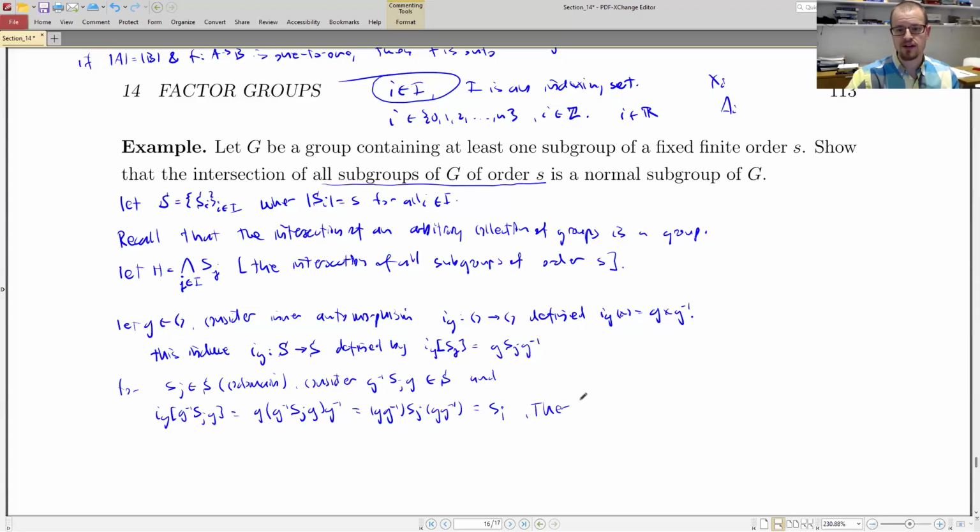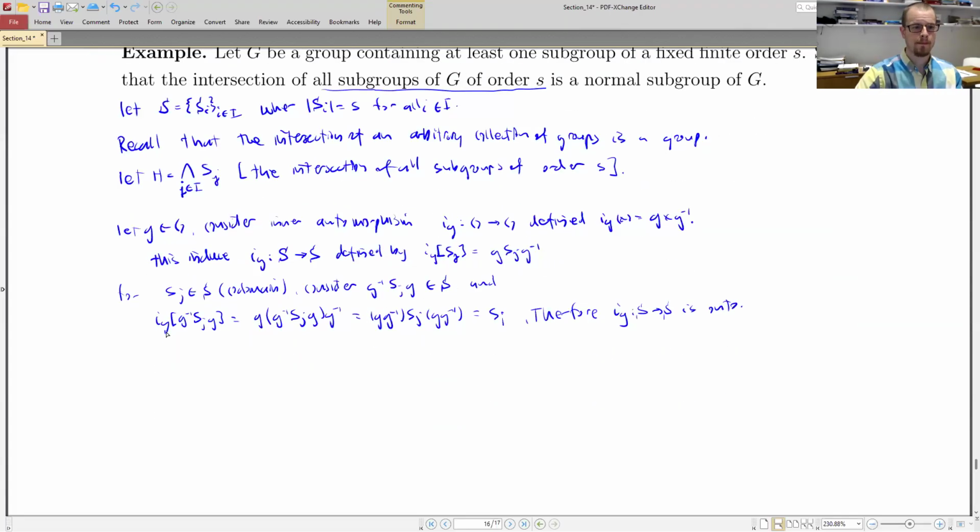What does that give us? Well, that gives us that I_g from S to S is onto, and since the size of S is equal to the size of S, that is, the size of the domain is the same as the size of the range, we also have I_g is one-to-one.